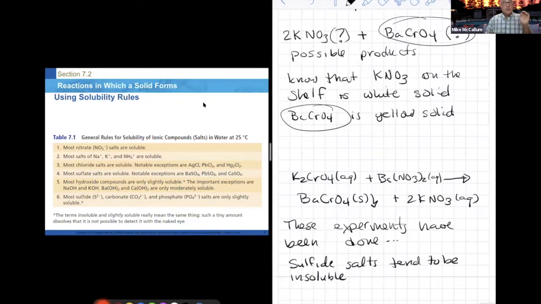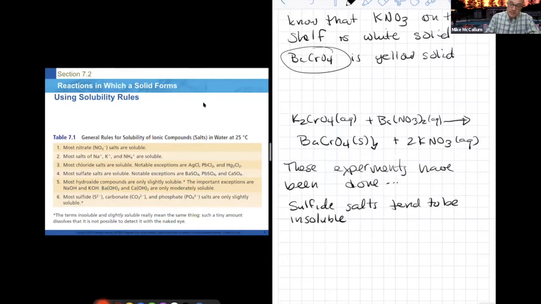Or you take a sulfide salt that you know is soluble, like sodium sulfide, smelly, but soluble, right? And you mix it with lead chloride, which is also soluble, and you find out, through trial and error and some deductive reasoning, that lead sulfide is the precipitate. And over and over again, we find out, for example, that sulfide salts tend to be insoluble, right? And potassium salts tend to be soluble.